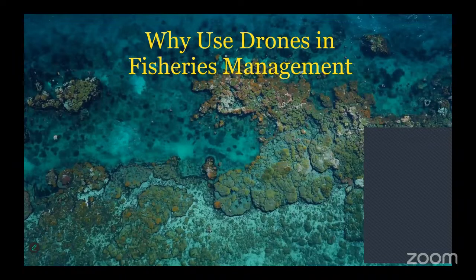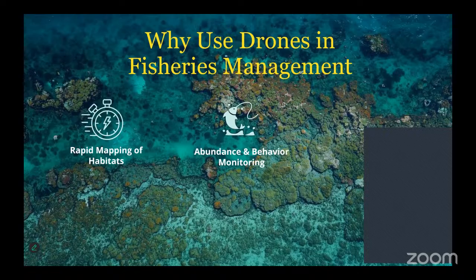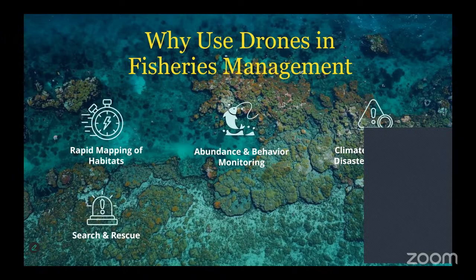So why should we use drones in fisheries management? Drones help us quickly map habitats and critical resources, monitoring the abundance and behaviors of species as well as people. They can help us strengthen enforcement and surveillance, respond to disasters. They support search and rescue, and improve long-term management and planning.